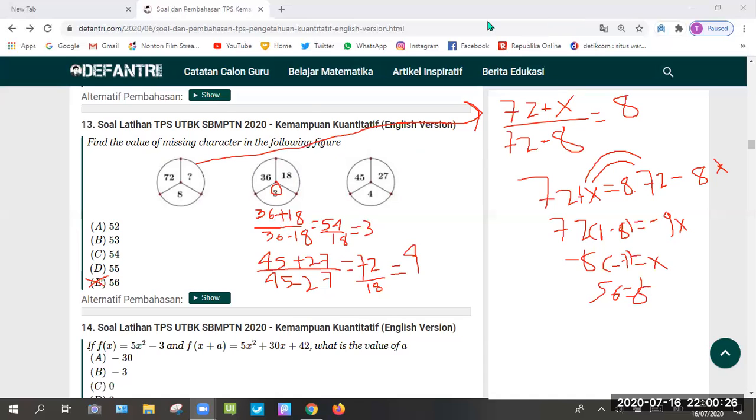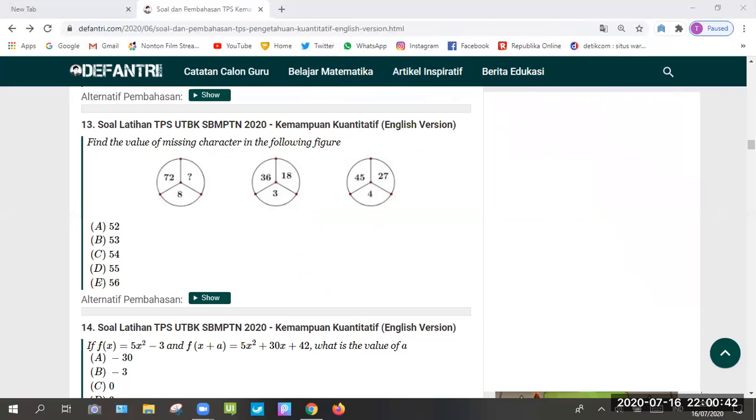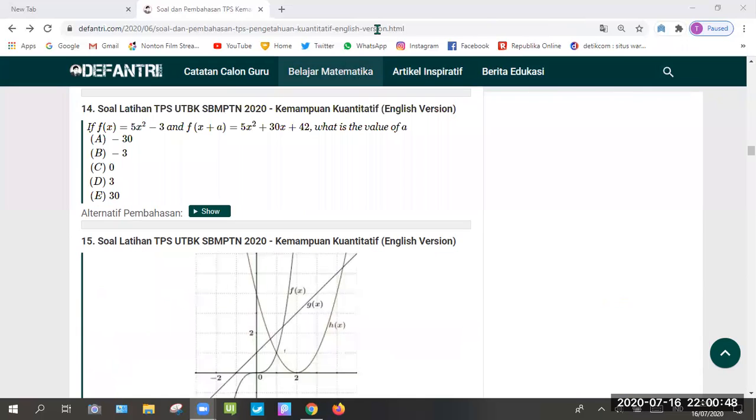And we're done with number 13, so we're gonna proceed into number 14. But first, I'm gonna erase this first. So, this time it is a different type of question, not like the previous one. And I'm gonna solve it for you.